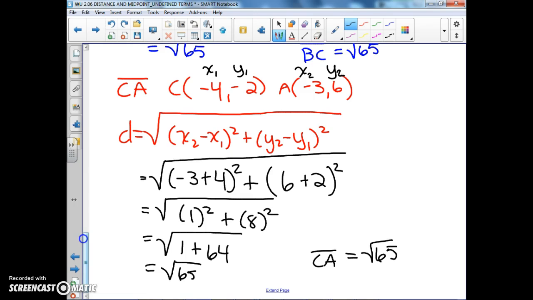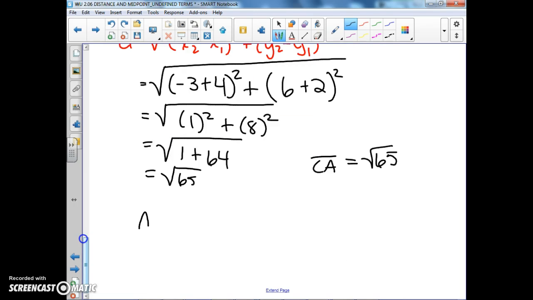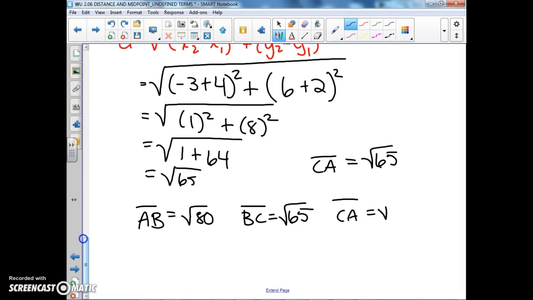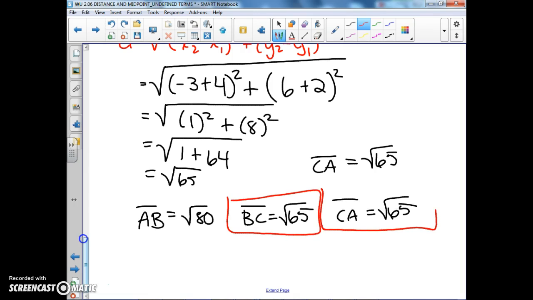So, all together, we have AB equal to the square root of 80, BC equal to the square root of 65, and CA equal to the square root of 65. So we have two sides that have the same length, here and here. So that makes it isosceles, and the two sides that are equal are BC and CA. So that makes our answer choice C.